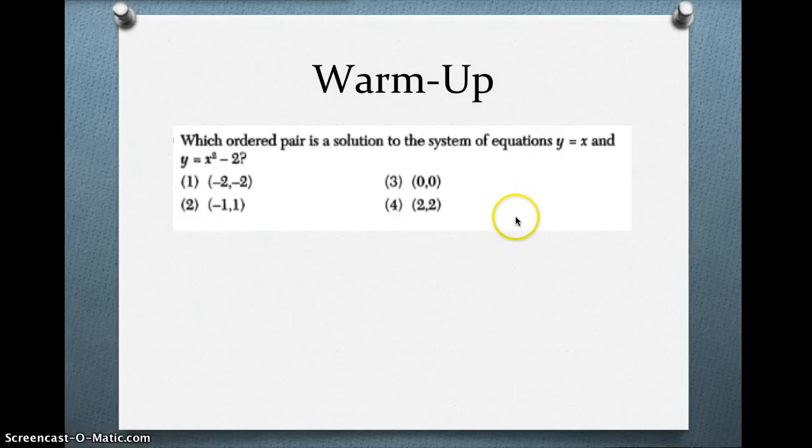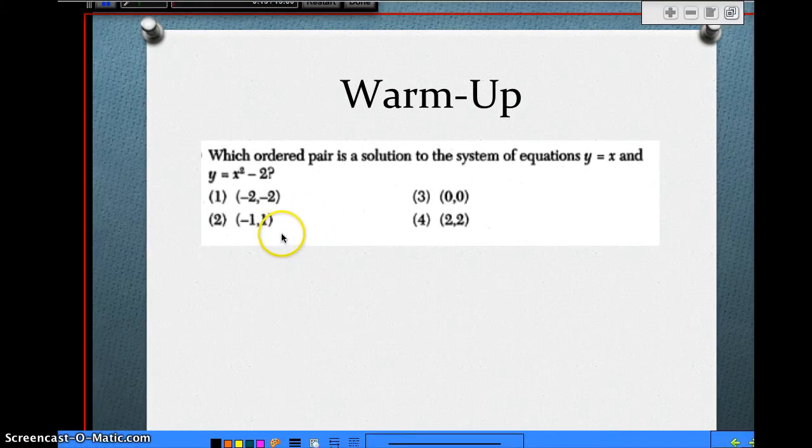We have a warm-up. Which ordered pair is a solution to the system of equations y equals x and y is equal to x squared minus 2? Go ahead and put me on pause, try the problem, and then start it back up and let's see how you did. You could use a process of elimination and do a guess and check.